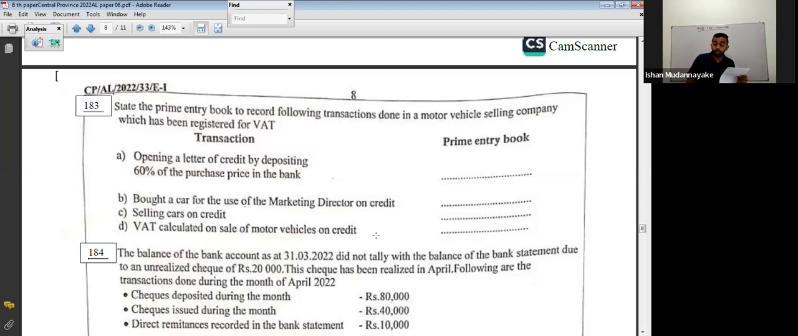If they sold a motor vehicle on credit basis, the transaction should be recorded in the sales journal. In the sales journal, you need to record that separately in a separate column. Then, what is the primary book? Sales journal. Sales journal is a primary book. Okay, right.